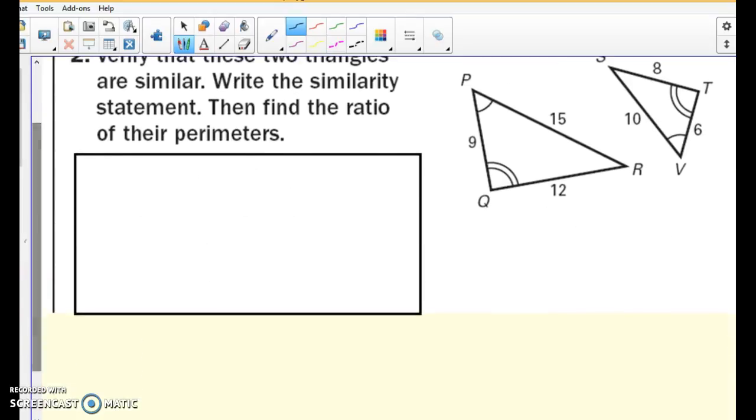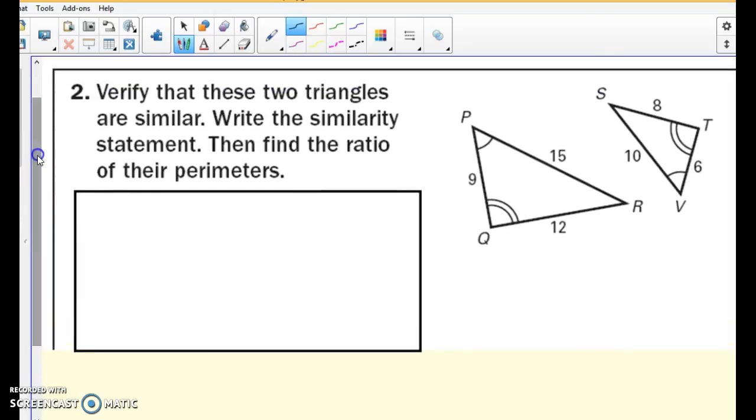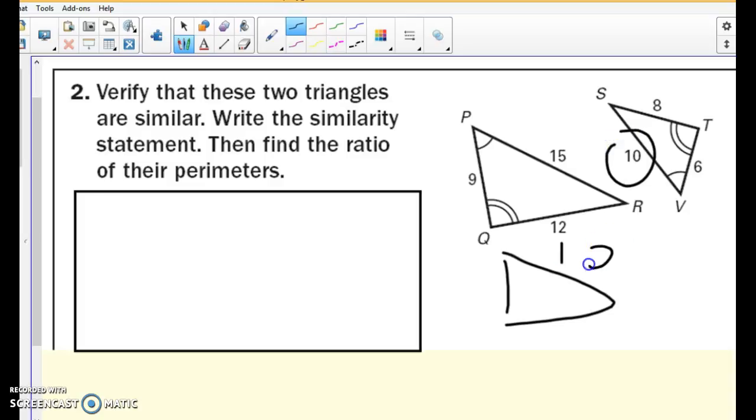Here's another one that's just asking if it's going to be proportional. And this one's kind of upside down, so let's flip it around. So if I'm looking at it the right way, my hypotenuse over here would be 10, which would make this side 6 and this side 8.